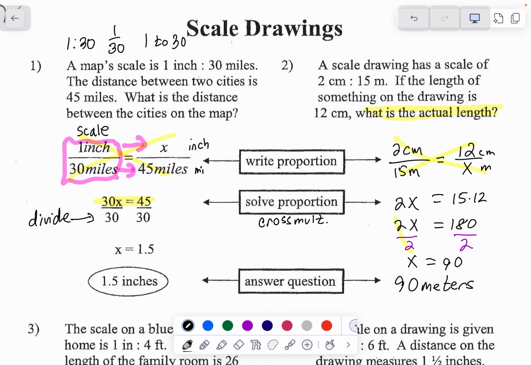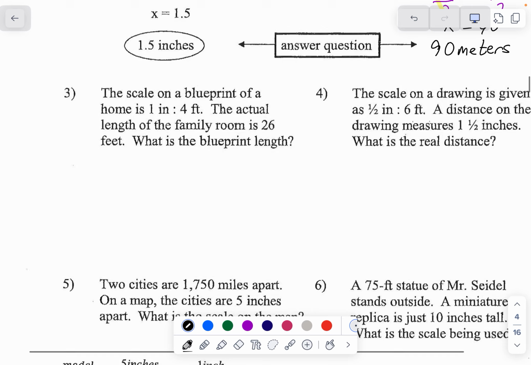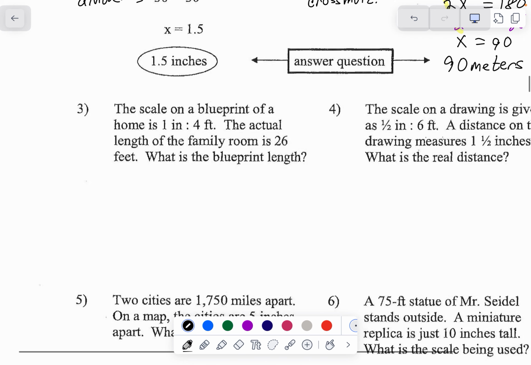Okay, let's do another one. Let's do number 3. It says the scale on a blueprint of a home is 1 inch to 4 feet. The actual length of the family room is 26 feet. What is the blueprint length? So let's talk about what we do. Remember, our first step was to write our proportion. Okay, so we know 1 inch is 4 feet.